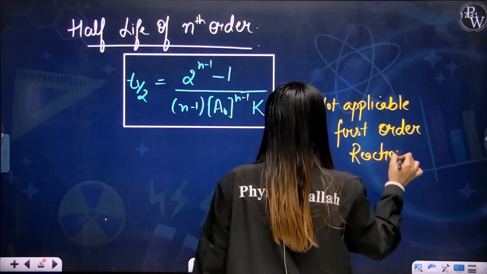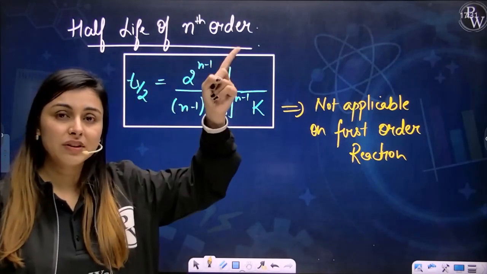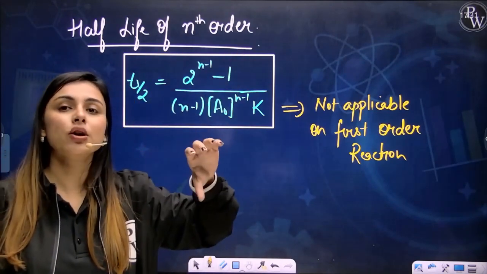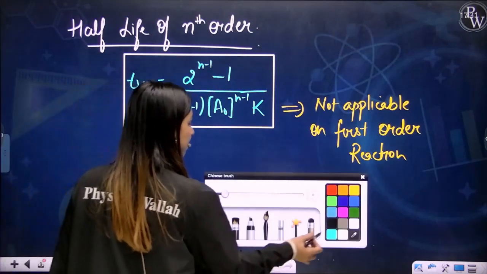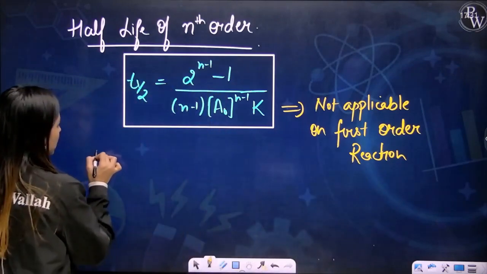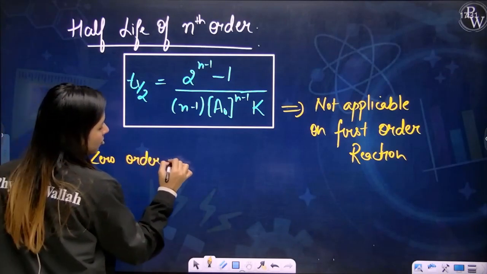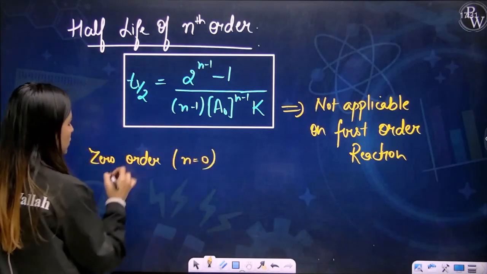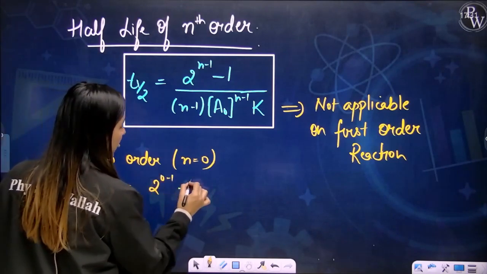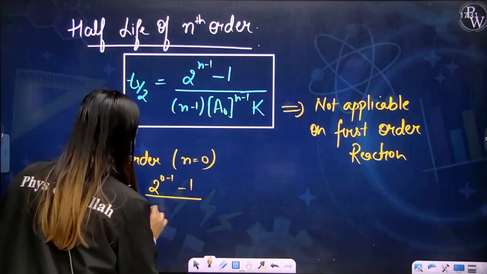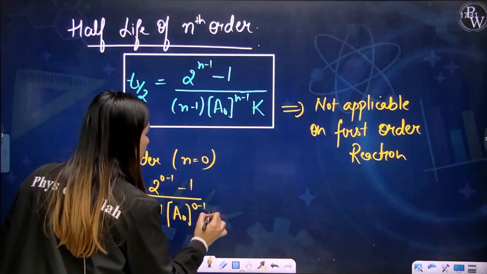Okay, now let's try and understand whether it is correct or not, because I know from the derivations that the half-life for a zero order reaction is A by 2k. Now let's see, is this correct or not? So if I have a zero order reaction, then n will be equal to 0. Let's just put it. T half would be equal to 2 raised to the power 0 minus 1 upon, you will have 0 minus 1 into A naught raised to the power 0 minus 1 into k.